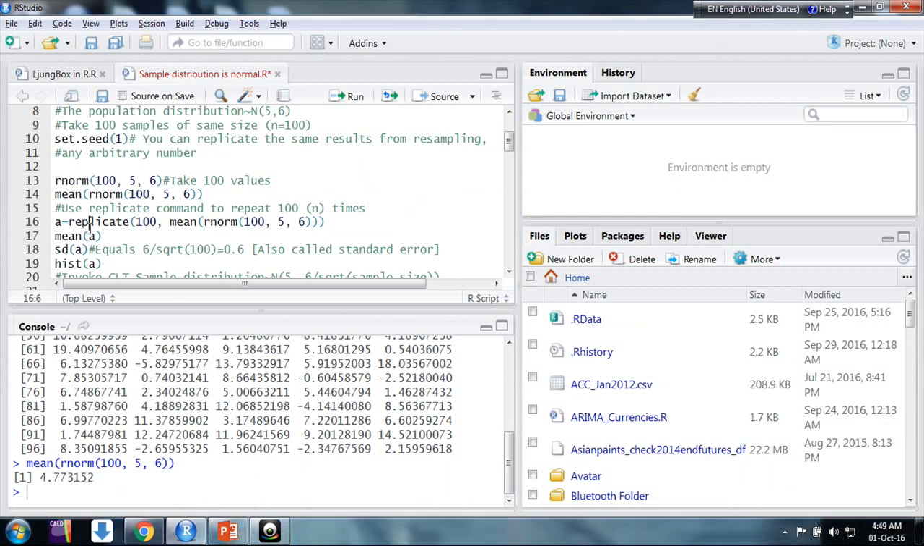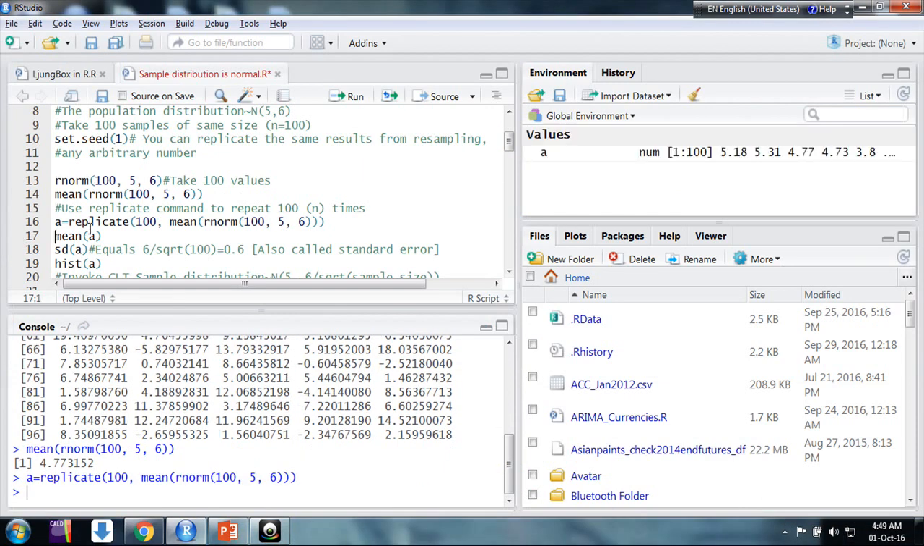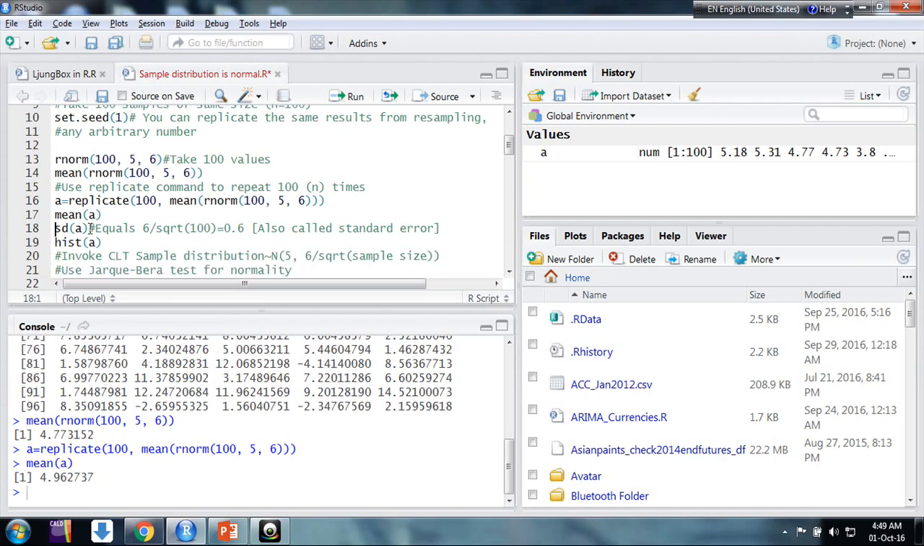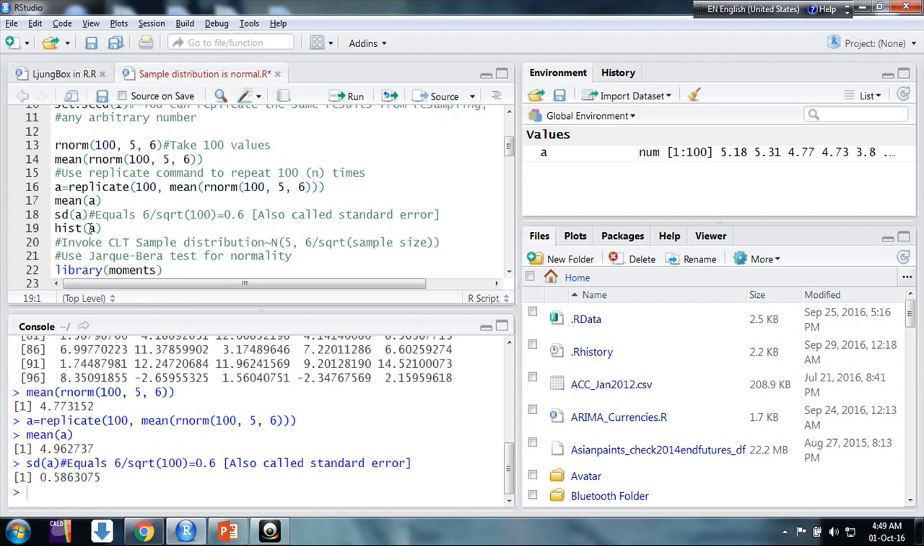So here, friends, this is my replication A. This is my vector of sample means. This is the mean of that. The mean is 4.96, which is very near to the population mean 5, and the standard deviation of A is approximately 0.59, which, as per the central limit theorem, should be 6 divided by the square root of 100, that is 0.6. So it's very near to that.